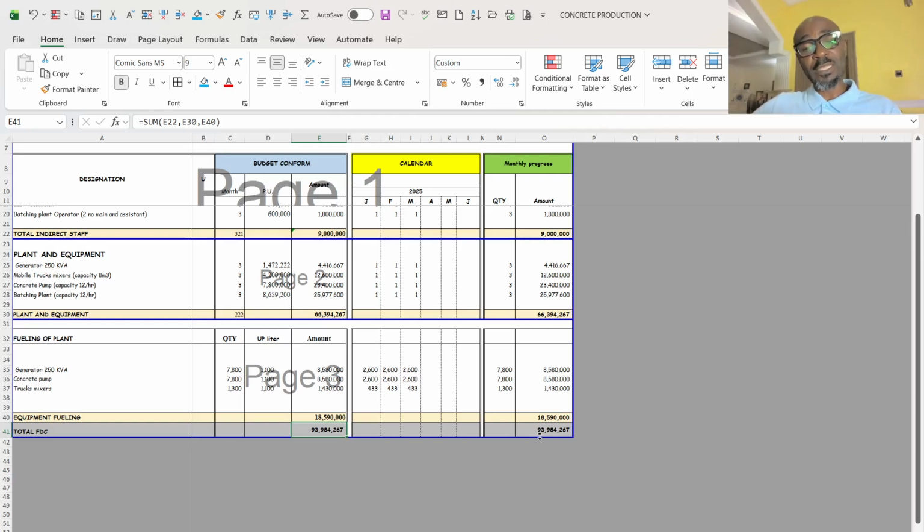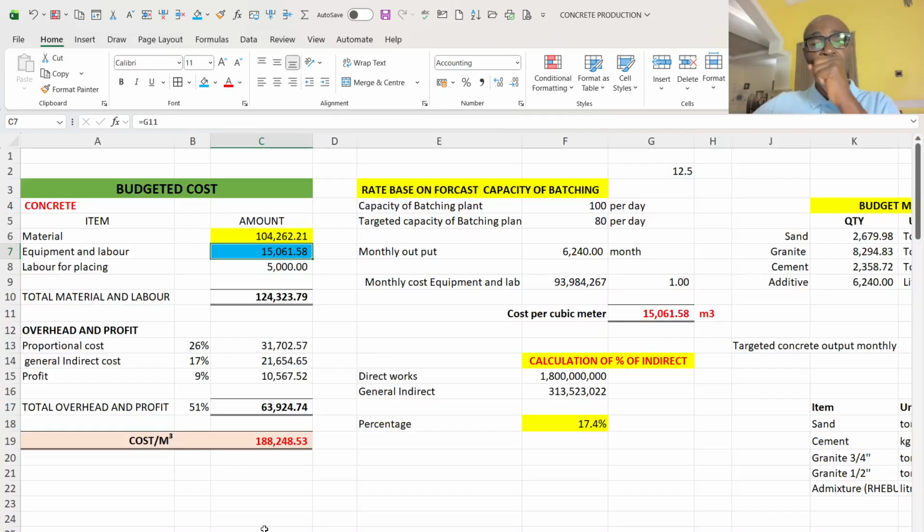So the total cost for those 3 months for the equipment meant for the concrete is 93 million. So it is that 93 million that we saw here that was divided by the total volume of concrete that will be cast in those 3 months to give me this 15,000 per cubic meter.